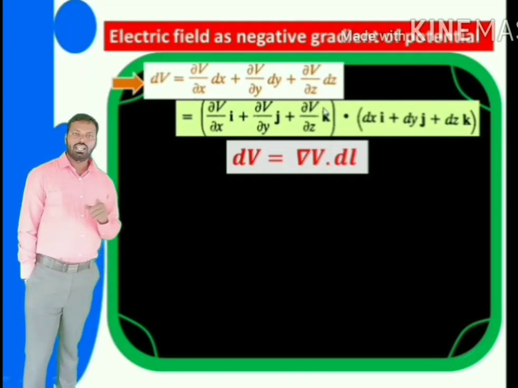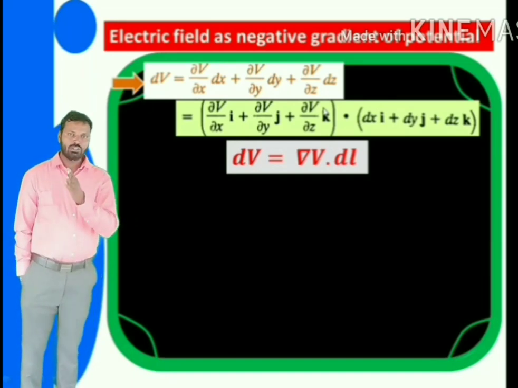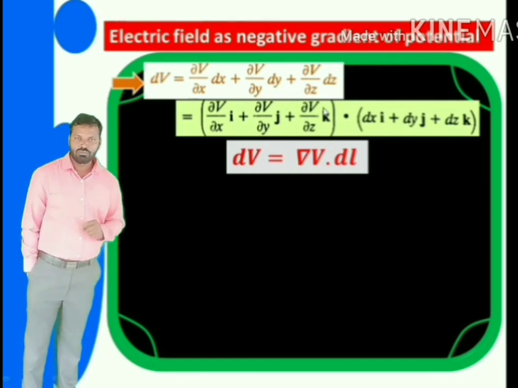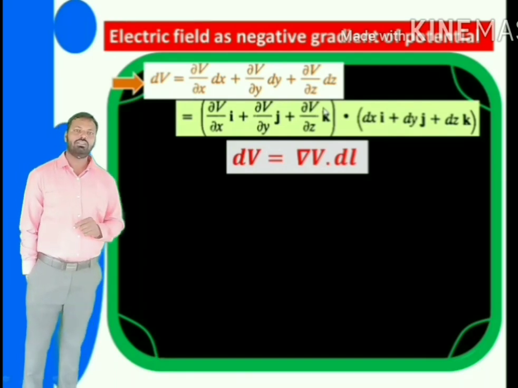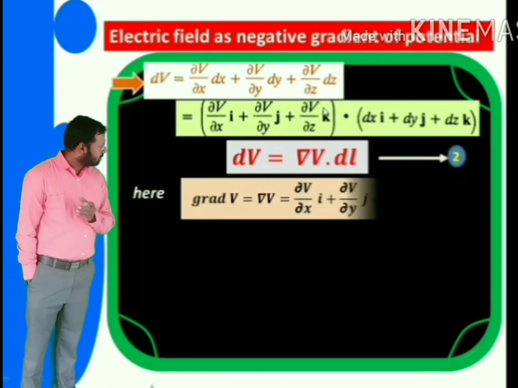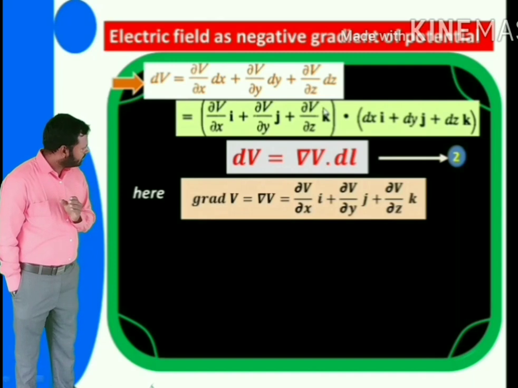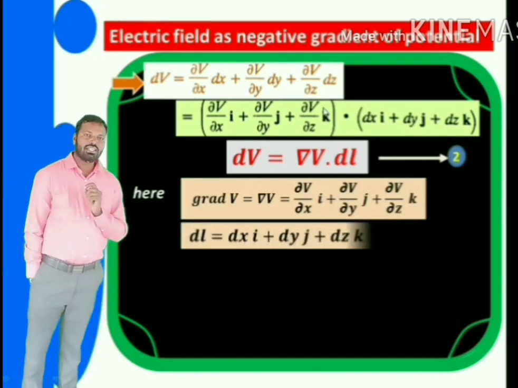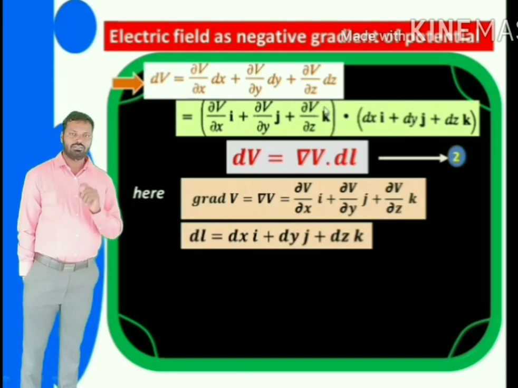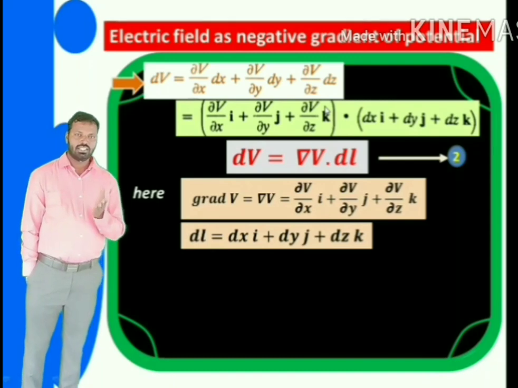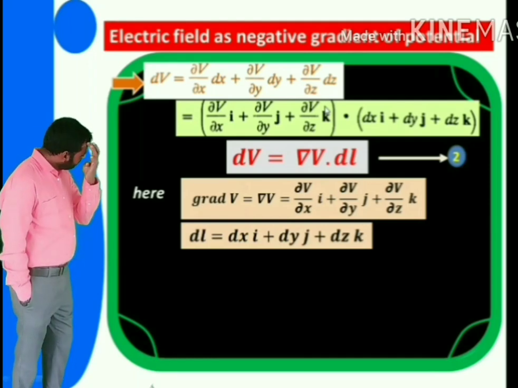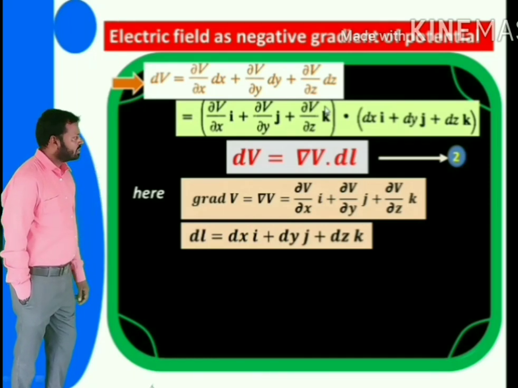What is del? Del operator. Del value is i dou by dou x plus j dou by dou y plus k dou by dou z. So i dou by dou x plus j dou by dou y plus k dou by dou z acting on V. If I multiply, what I will get? Dou V by dou x i plus dou V by dou y j plus dou V by dou z k. So the above equation I can write as dV is equal to del V dot dl. dl is the small displacement, dx i plus dy j plus dz k. Okay, here del V is also called grad V. Now this is equation 2.